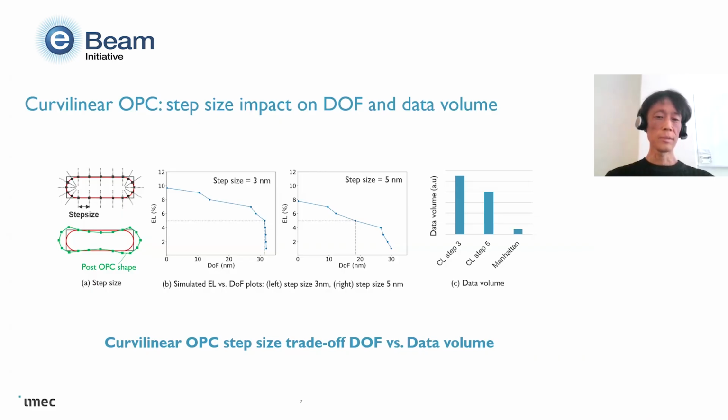As shown in the EL and the dot plots, reducing the step size from 5 nanometers to 3 nanometers improves process window performance. However, this improvement comes with a significant increase in the mask data volume. For example, the data volume becomes roughly an order of magnitude larger than that of the conventional Manhattan layouts. Therefore, practical curvilinear OPC requires balancing the lithography benefits against the computation cost, data handling requirements, and mask writing overhead.